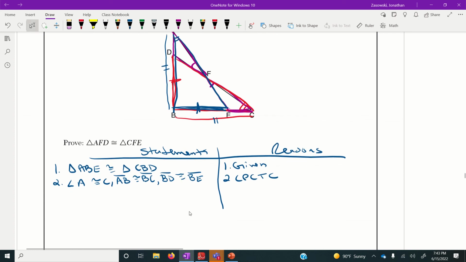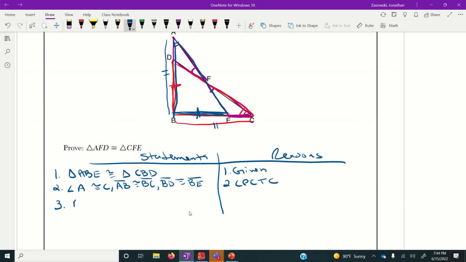Okay. So now what we're going to do is subtract these things. Since they're equal, we can use subtraction property of equality here. So we're going to start with AB equaling BC, and from both sides, we're going to take away this side over here, which is BD, and this side, which is BE. And that is the subtraction property of equality, because we subtracted equal amounts from both sides. Okay? So subtraction property of equality.